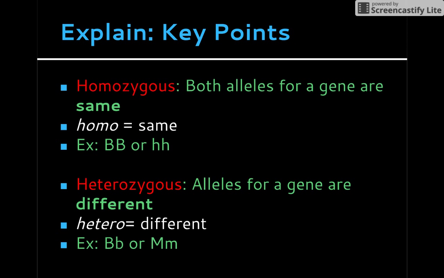Homozygous. Now, be mature about this, guys. Both alleles for a gene are the same. Homo equals the same. I don't want to hear any laughing. Example, big B, big B, or little h, little h, they're the same. They're homozygous. Heterozygous. Alleles for a gene that are different. Hetero means different. Example, big B, little b, or big M, little m. Those are different. They're heterozygous.